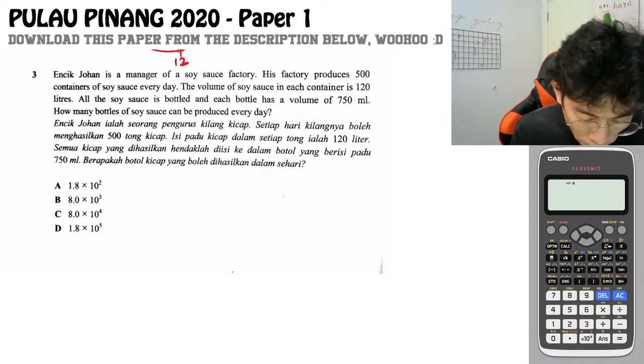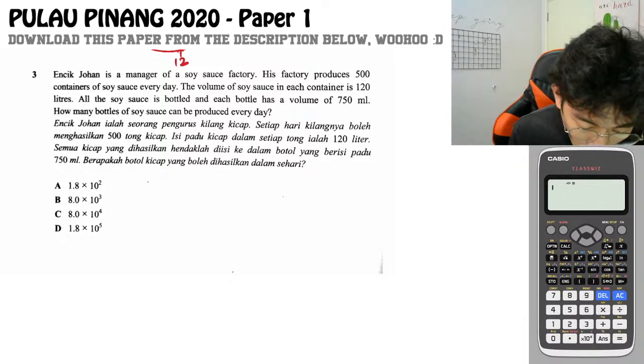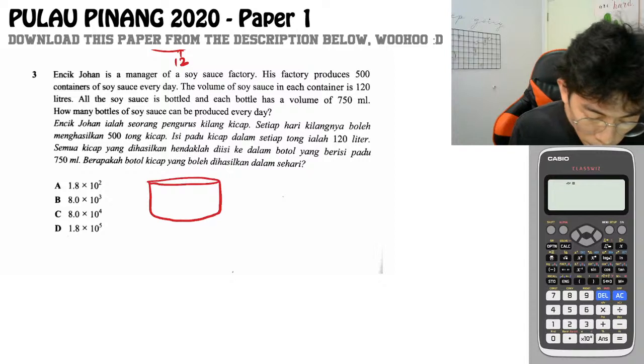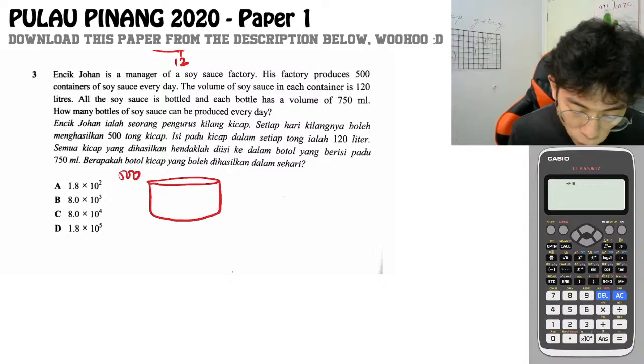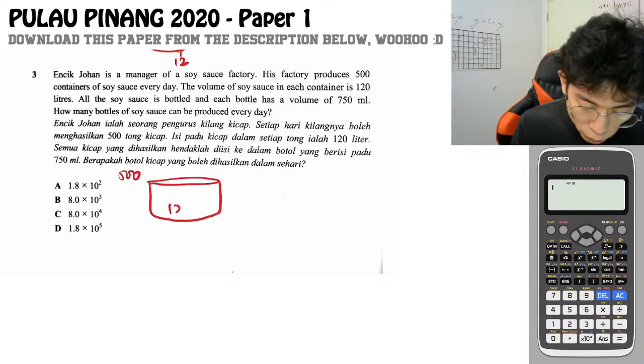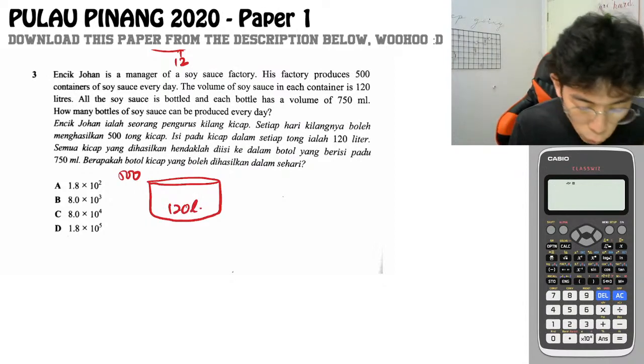No, it's not a huge one. So it's like even better than that. So huge container. Wow. Okay, huge container. 500 of them. Okay, the volume of the soy sauce in the container is 120 liters. Be careful with the units. Be careful with the units, okay?